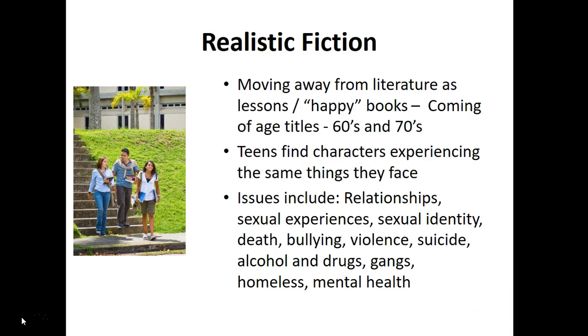Some of those 60s and 70s titles are grim, including the two that we are reading for class, The Outsiders, or one you're choosing, and The Chocolate War. Those are grim, sorry. Teens find characters experience the same things that they face, so those difficulties, like one current one that talks about family abuse and an abusive stepfather, is Eleanor and Park. I don't know if anybody's read that. That's a great one that came out recently. Issues include relationships, sexual experiences, sexual identity, death, bullying, violence, suicide, alcohol, drugs, gangs, homelessness, and mental health.